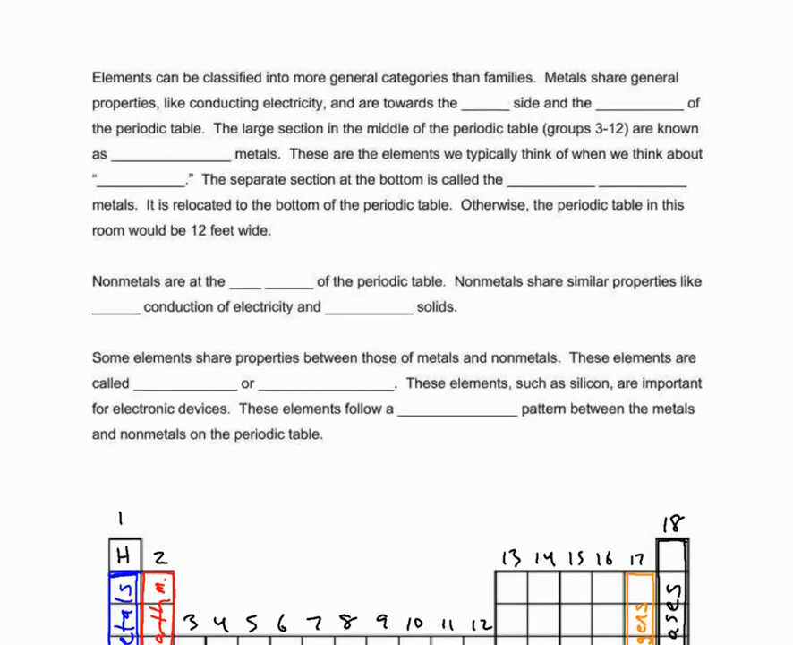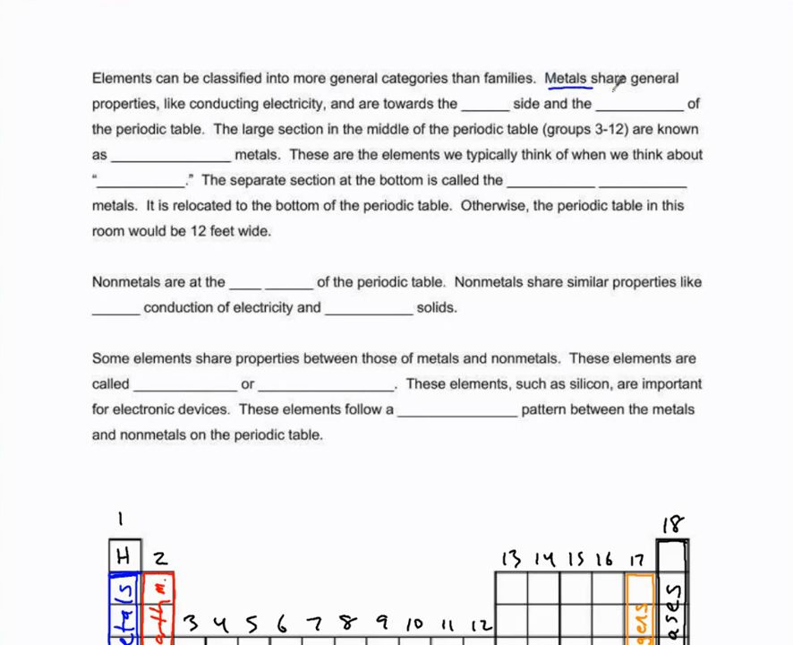So at the top of this page, elements can be classified into more general categories than families. For instance, metals share general properties like conducting electricity. They are towards the left side of the periodic table and towards the bottom of the periodic table. Most of the elements up there on the periodic table are metals.